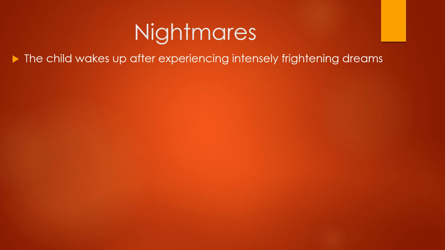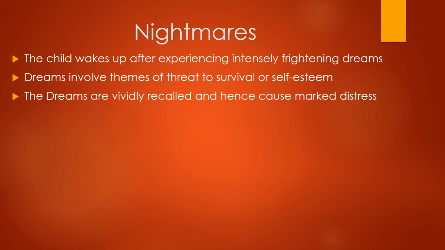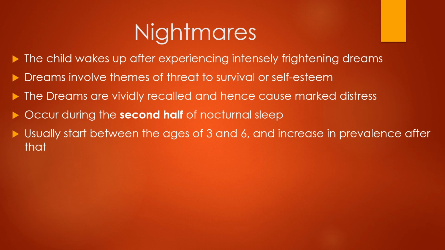In nightmares, the child wakes up after experiencing intensely frightening dreams. The dreams involve themes of threat to survival or to self-esteem. The dreams are vividly recalled and hence cause marked distress. They occur during the second half of nocturnal sleep, usually start between the ages of 3 and 6 and increase in prevalence after that. Nightmares are more common in females.